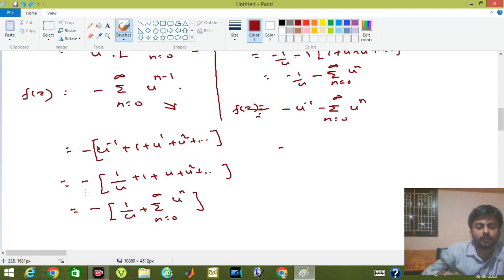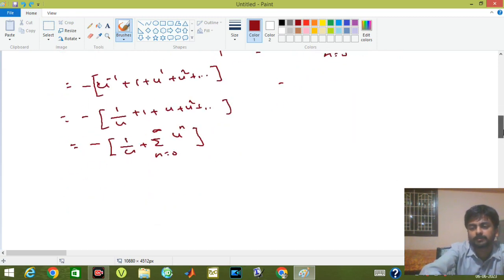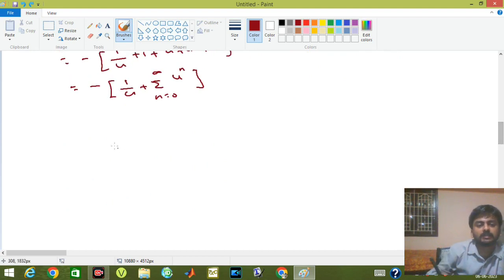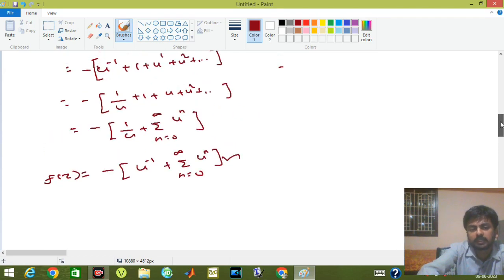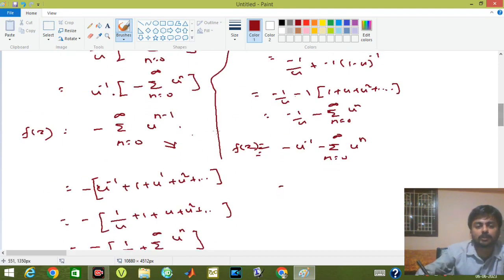This can be written as u inverse. So now consider this can be written as f of z equal to minus of u power minus 1 plus summation n equal to 0 to infinity u power n. So this result is correct means the result you obtain here is also correct. That is, this is also correct.